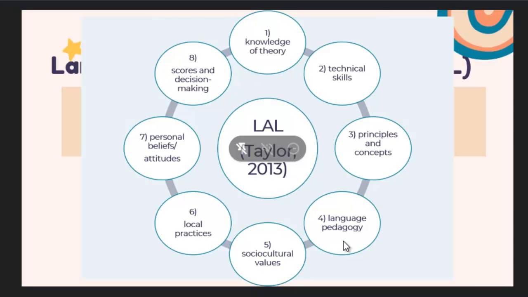And number 7, personal beliefs or attitudes. What you strongly believe will lead to what you really do. So your personal belief will somehow affect the process of language assessment. Number 8, scores and decision making, how to interpret the score, how you make that decision or something like that.